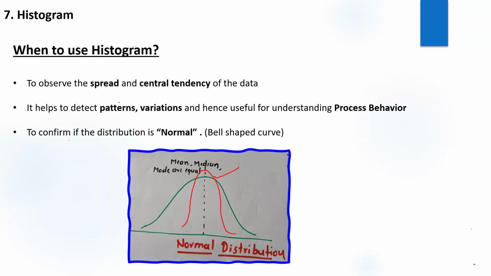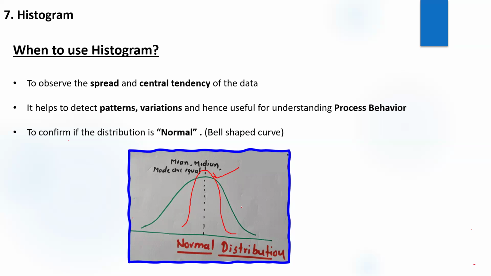So to observe the spread, the central tendency means the mean. This is the central tendency, the mean, and this is one histogram, this is another histogram. You can easily say that the histogram drawn in red is always good because it has less spread compared to the histogram drawn in green. So it helps us conclude which histogram is better and how the data is spread.